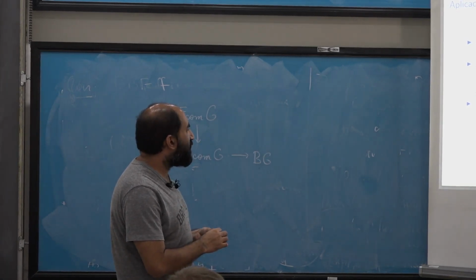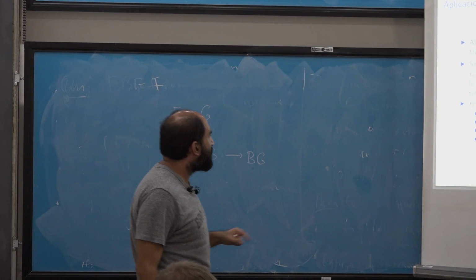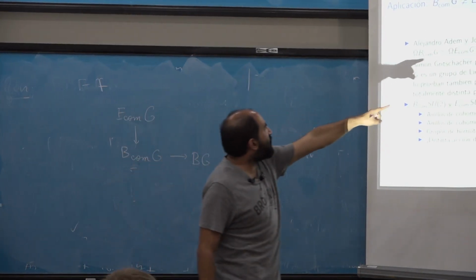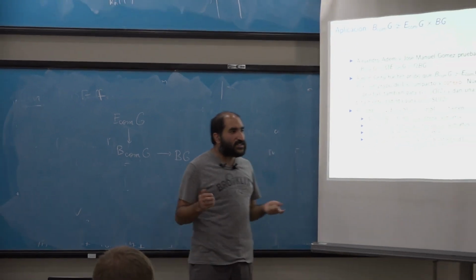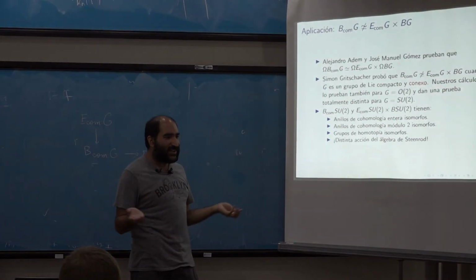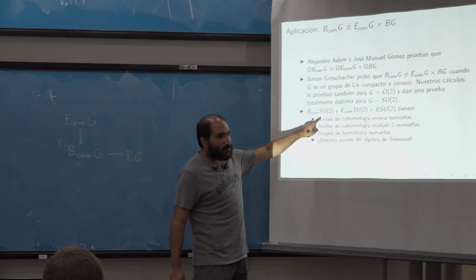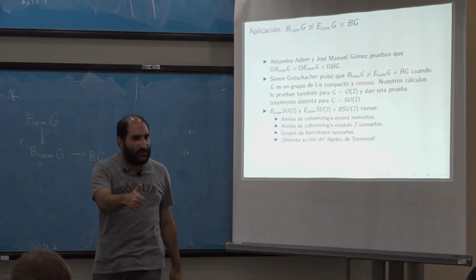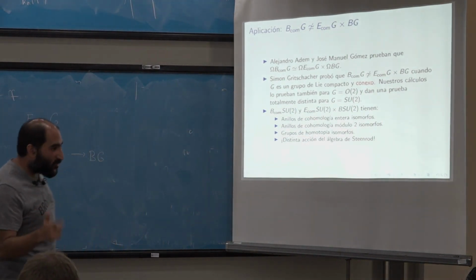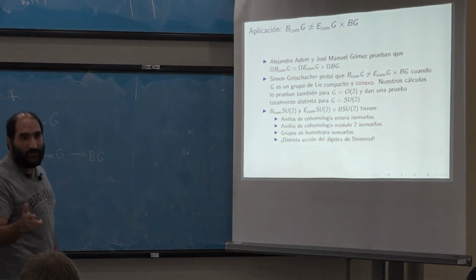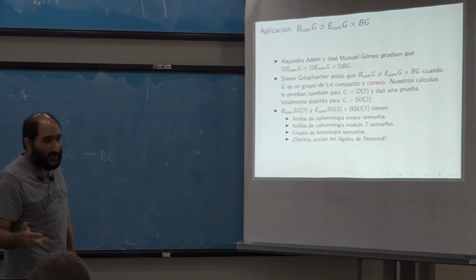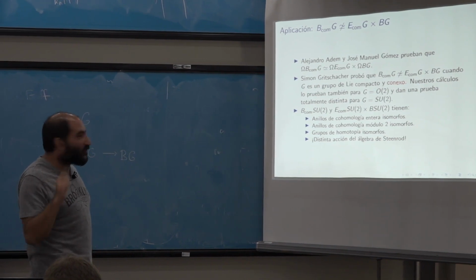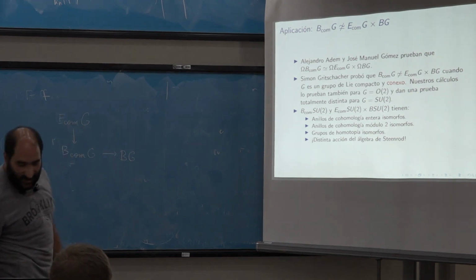And Simon Gritschacher, in his PhD thesis, among many other things, proved that for a compact connected Lie group, it's not true without the loops. And our calculations give a new proof of that fact for SU2, and they give a pretty interesting example of spaces. These two spaces, BSU2 and E_com SU2 cross BSU2, have isomorphic integral cohomology rings, they have isomorphic mod 2 cohomology rings, they have the same homotopy groups. In fact, they have homotopy equivalent loop spaces, but they are not homotopy equivalent, and you can see that because they have different actions of the Steenrod algebra. All right, thank you.